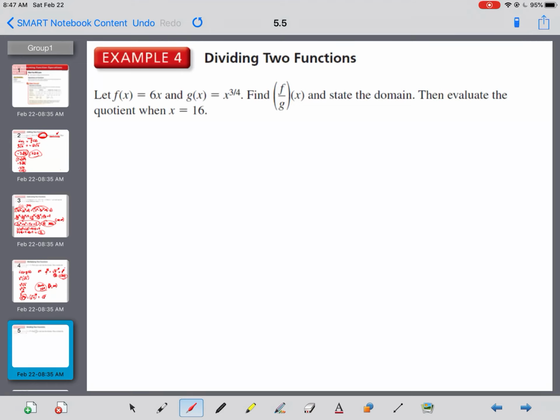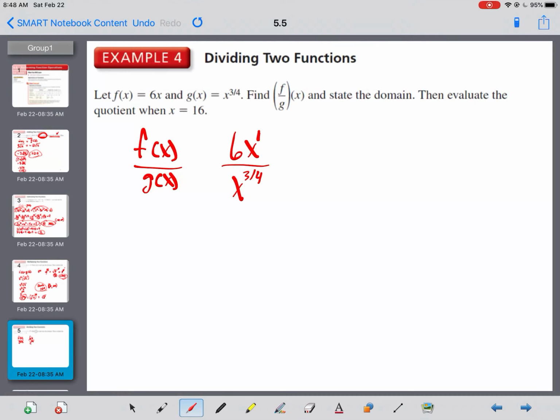Let f of x equal 6x and g of x equal x to the 3/4, and find the division and state the domain. Then evaluate the quotient when x equals 16. So we want to do f of x over g of x. So that means 6x over x to the 3/4.